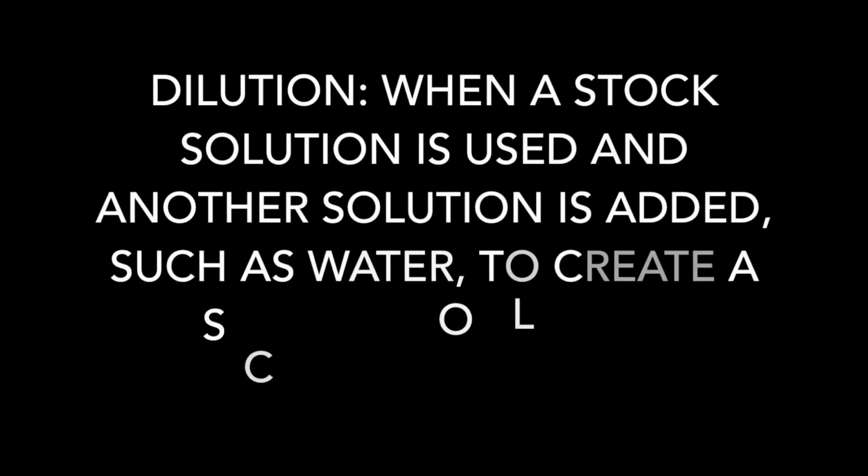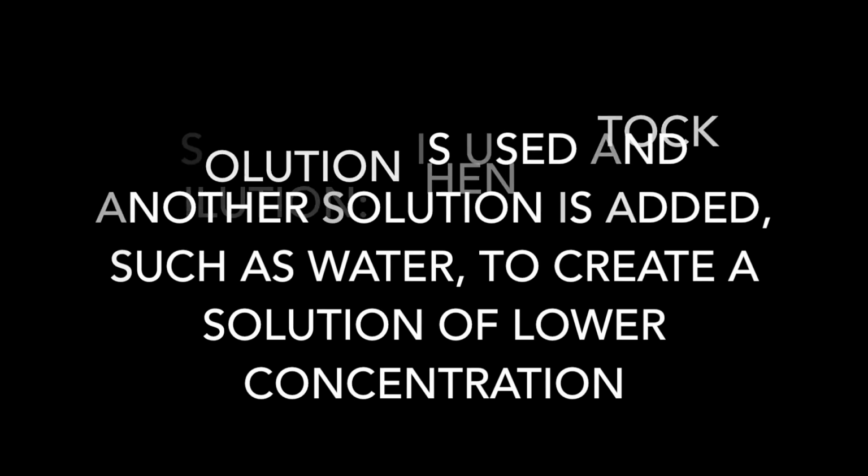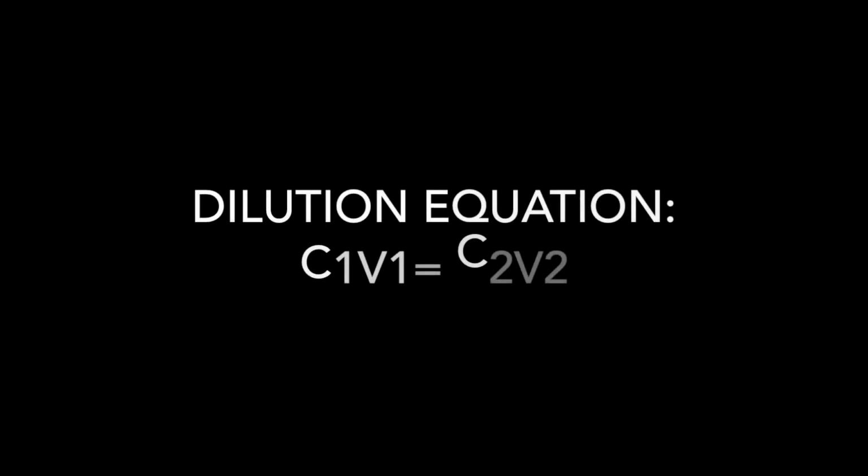A dilution is when you use a stock solution and add another solution, such as water, to create a new solution of lower concentration. The formula we will use to relate the stock solution to the dilution is C1 times V1 equals C2 times V2.